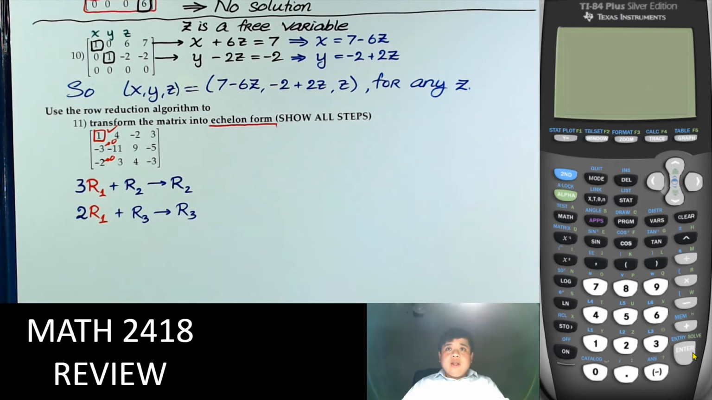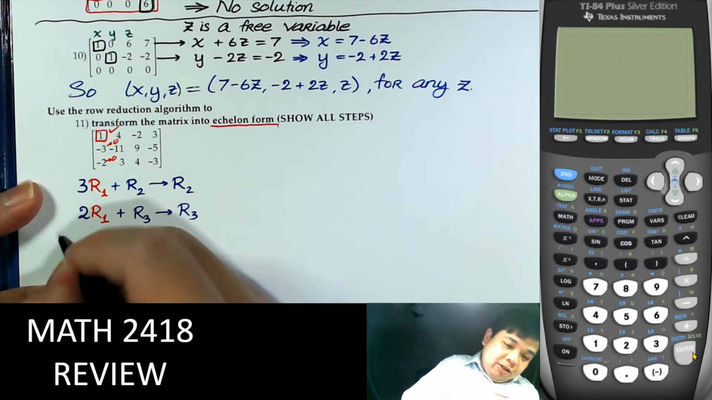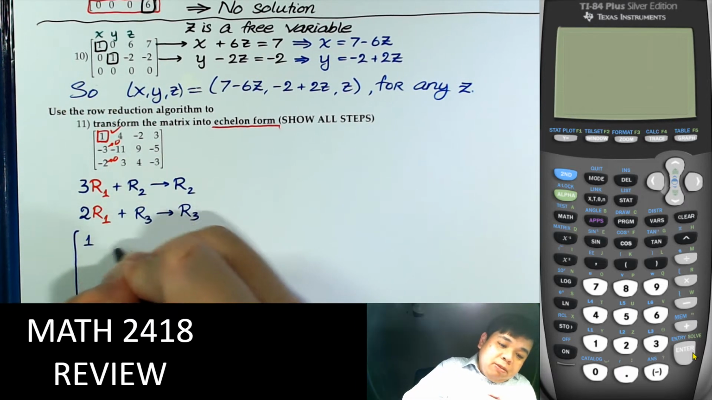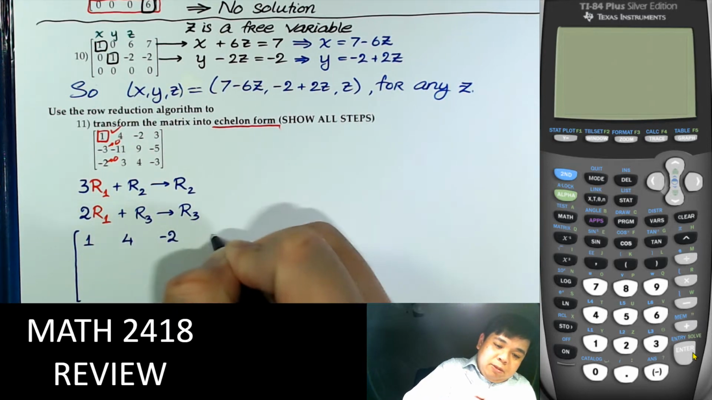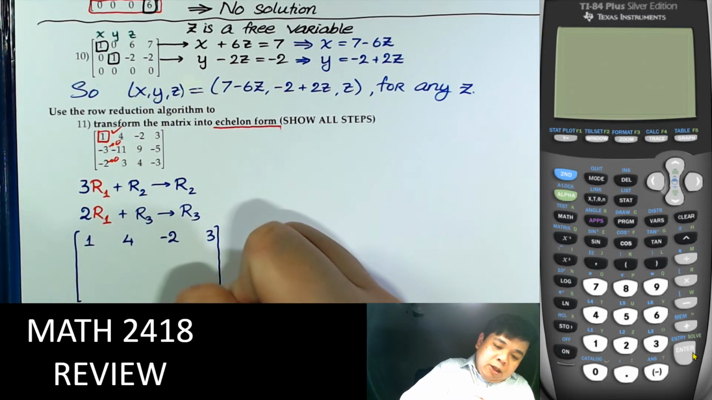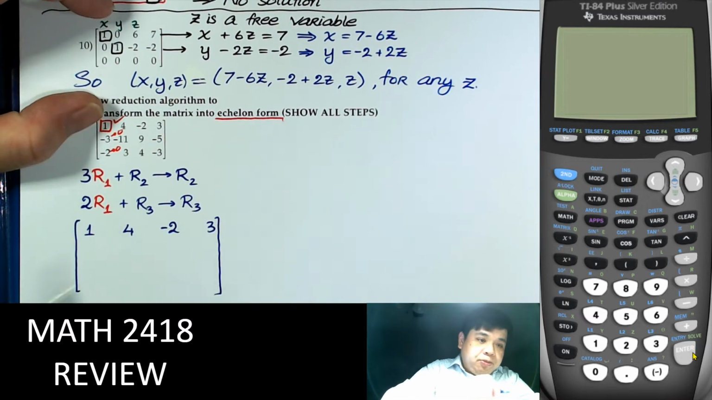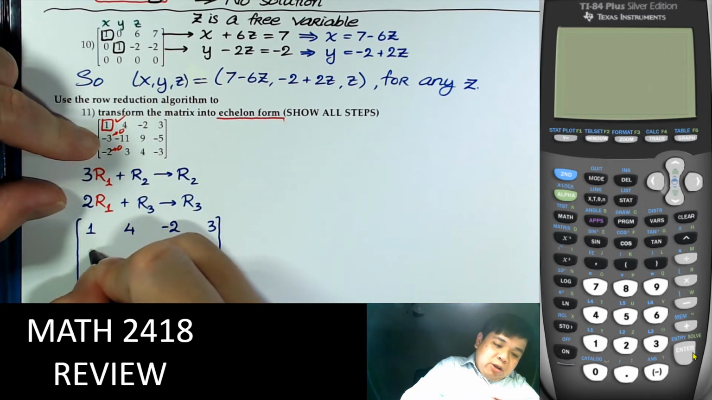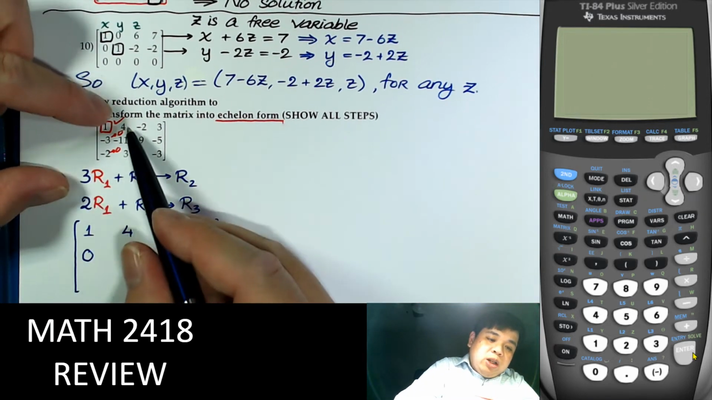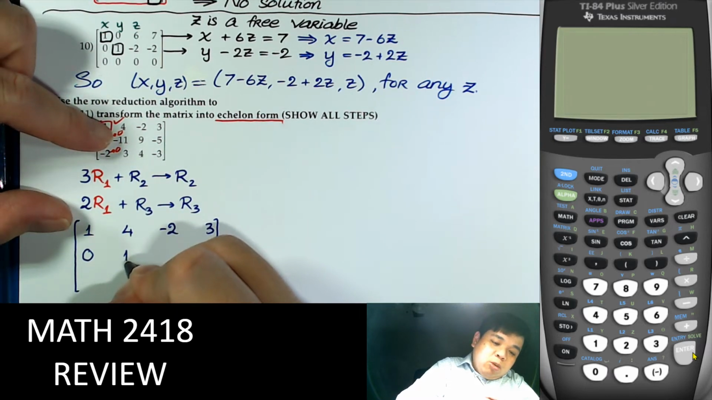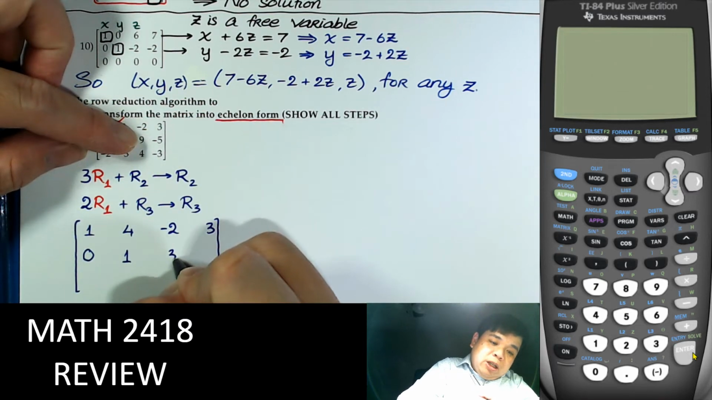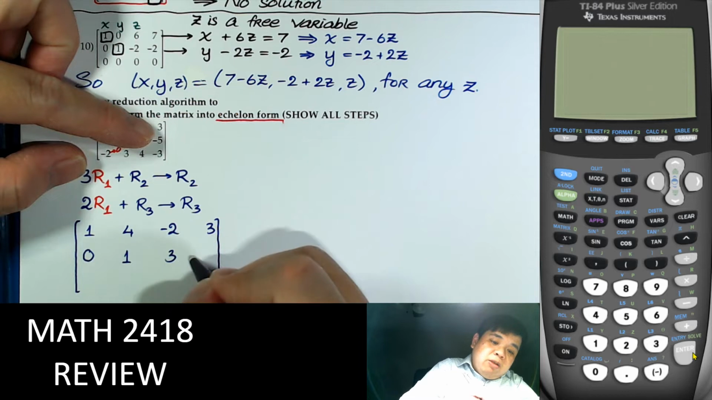Of course, we're going to do this by hand, and then I'll also check with the calculator. When we do this, row 1 will stay the same. Now row 2 and row 3 will change. Row 2: 3 times 1 is 3, minus 3 is 0. 3 times 4 is 12, minus 11 is 1. 3 times negative 2 is negative 6, plus 9 is 3. 3 times 3 is 9, minus 5 is 4.